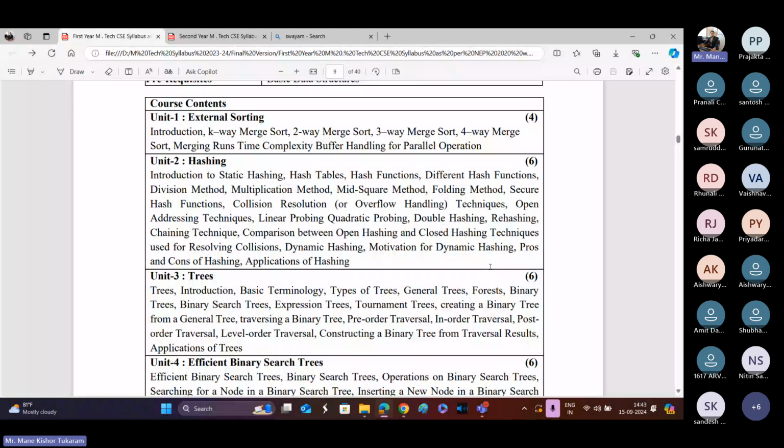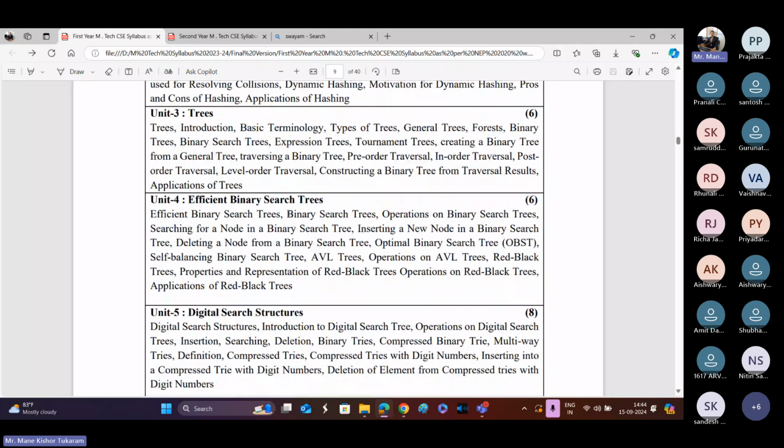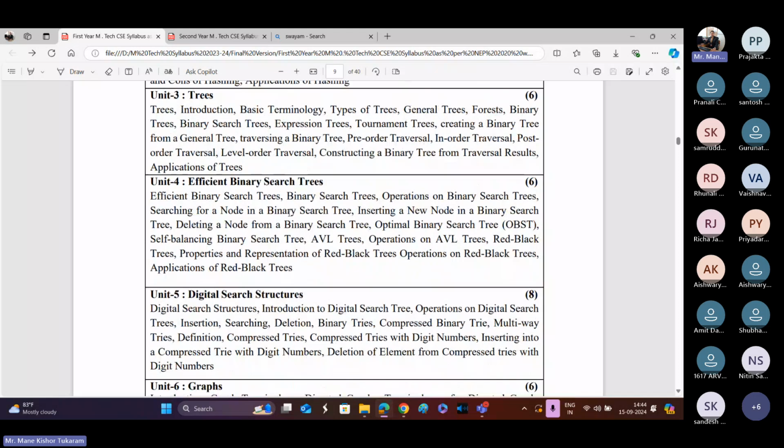So inside this particular chapter, we will see the different algorithms which can be used for sorting external storage data, that is, whatever data is stored on the hard disk. Then hashing. Hashing includes data storage into multiple blocks based on different hash functions. Then trees include the different terminologies related to trees, the traversals related to trees, what is meant by a binary tree, how to construct that tree, and so on.